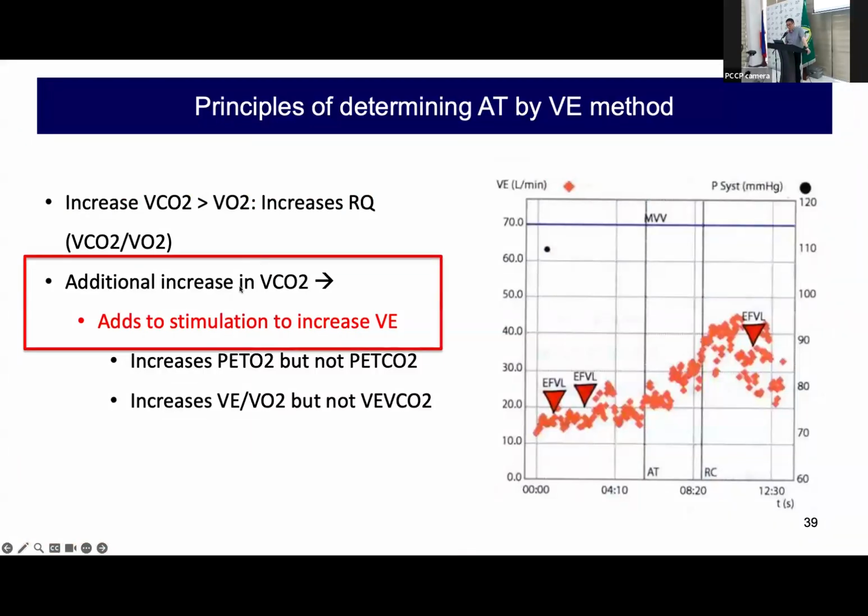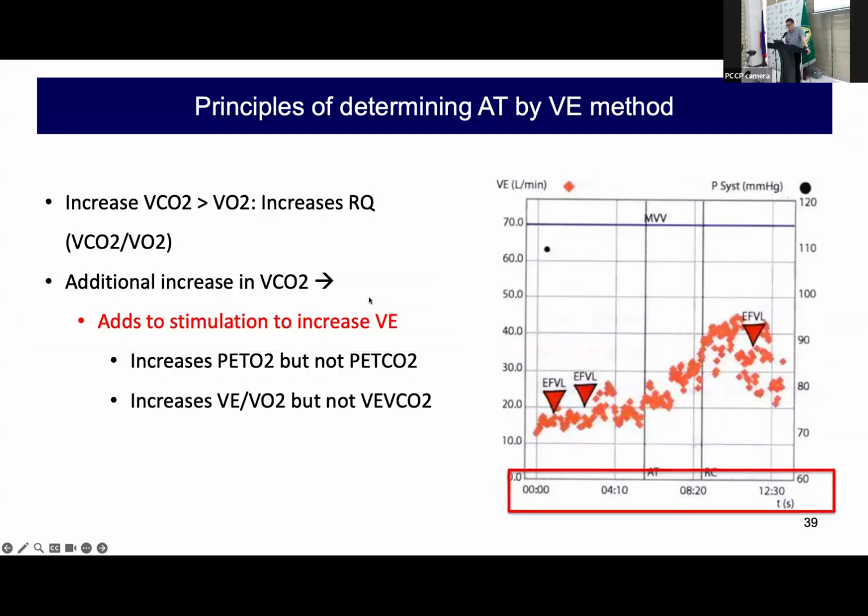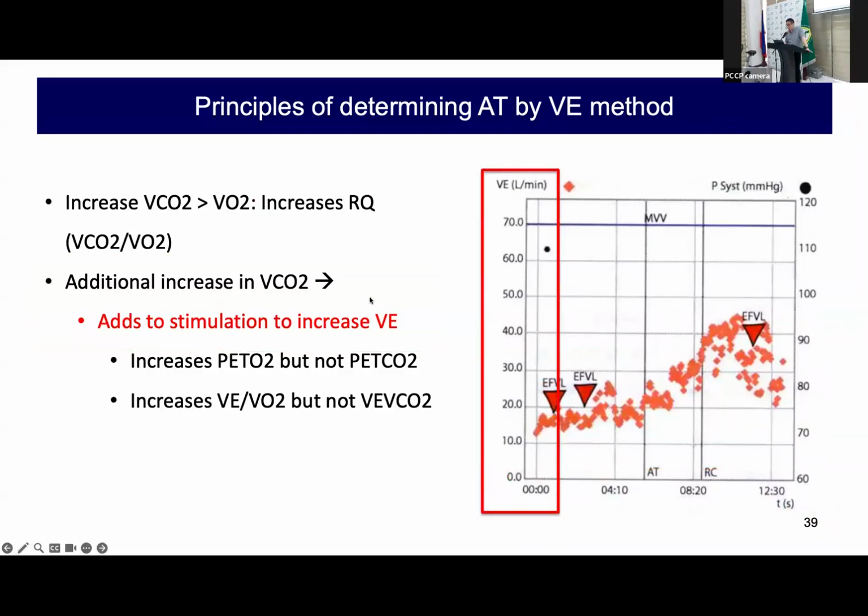Okay, additional increase in VCO2 stimulates increase in minute ventilation. Time, minute ventilation. Can you recognize where the minute ventilation increases here? Okay, it increases at this point here.